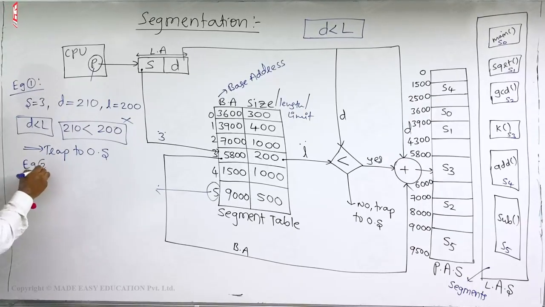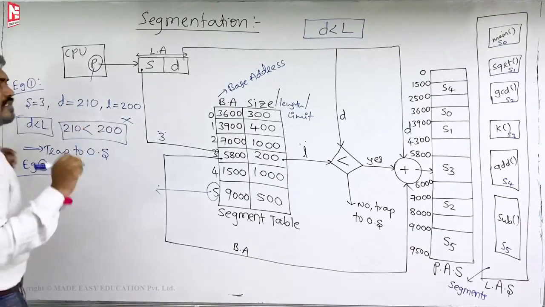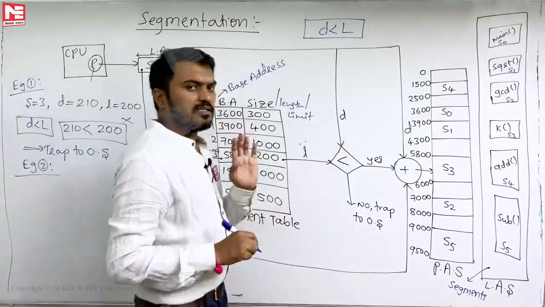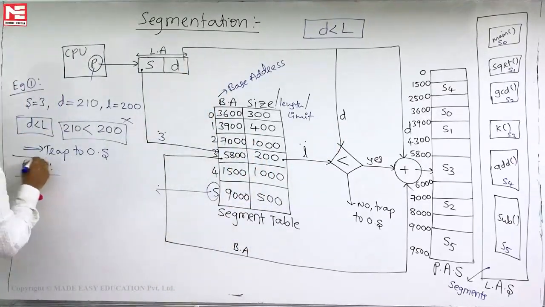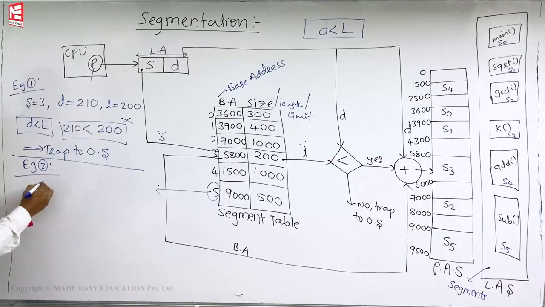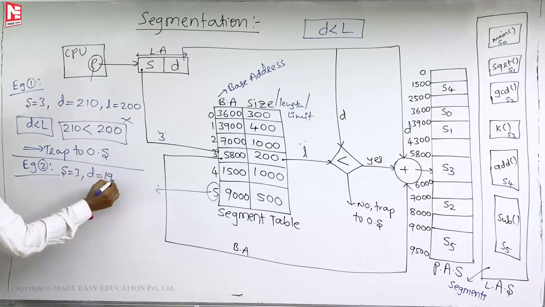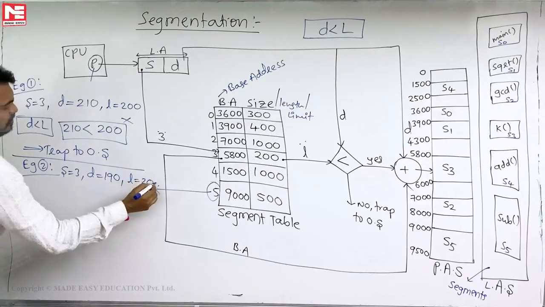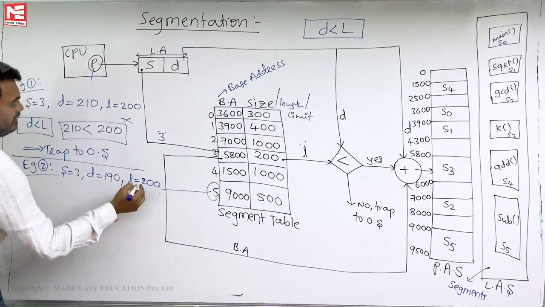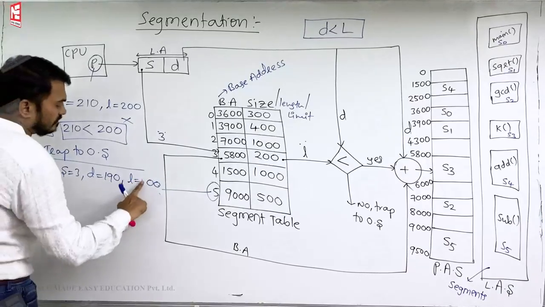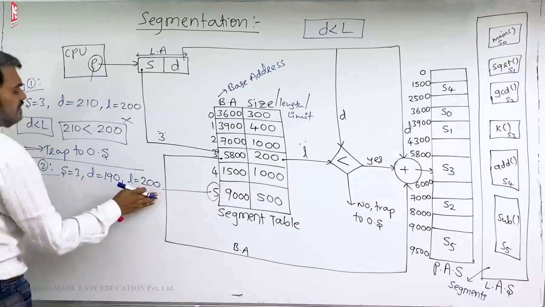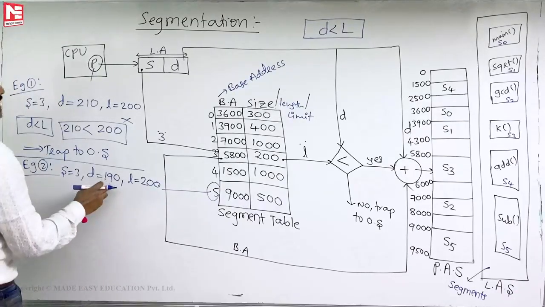Next, let us say the condition is followed, D less than L. Let's take the next example. Same thing: segment number 3, and the D value is coming as 190, and L is 200. What is the length of segment number 3? It is 200. So the D value is coming as 190 here.